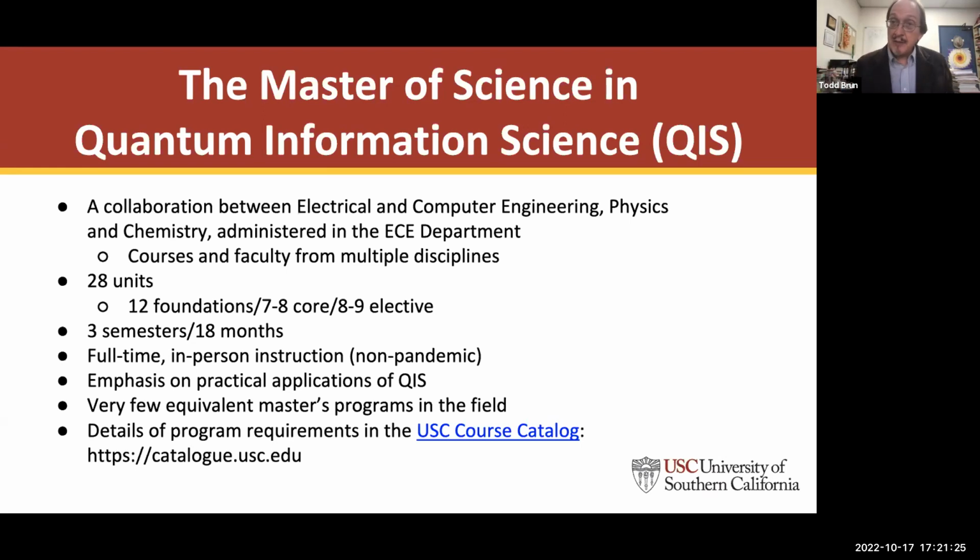And then the rest of the units would be taken up with elective classes that could be in a wide variety of areas. We have a fairly lengthy list of ones that are pre-approved to be applied to the MSQIS program, but we are also open to approving other classes to count for that. So this ranges from classes in quantum mechanics, in computer sciences like algorithms, in quantum chemistry, and many other areas. So there's an emphasis on practical applications.